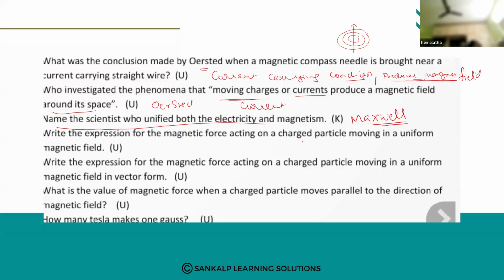Magnetic force is what? The total force is the Lorentz force, which is Q into E plus V cross B. So here it is VB sin phi.